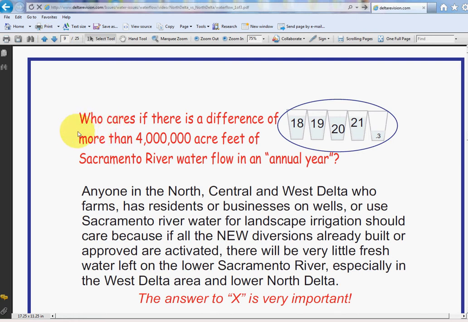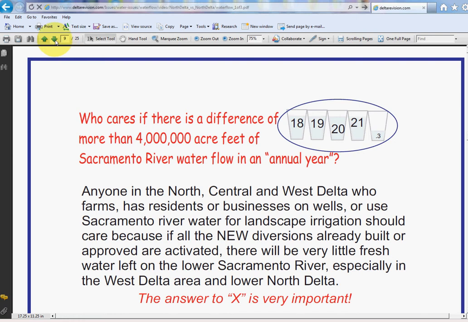Okay, so who cares if there's a difference of 4 million acre feet of Sacramento River flow in an annual year? Anyone in Northern California, the Bay, certainly anyone in North Central and West Delta who farms or has residents or businesses or wells in the Delta, because if additional water is taken when there isn't enough left in the Delta, that is going to leave us with less water quality, or no water quality at all. In the San Francisco Bay, that usually gets flushed out in winter with fresh water from the Sacramento River, it won't happen anymore. So that should be a concern to Bay Area people. It can affect the whole Northern California aquifer if the new plans go through. So this X is very important before you can even answer Y and Z.